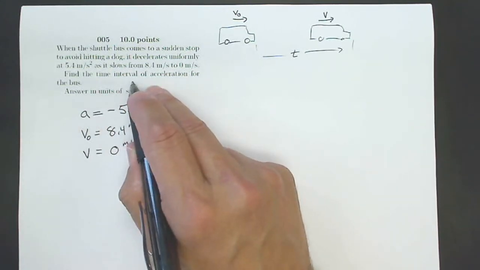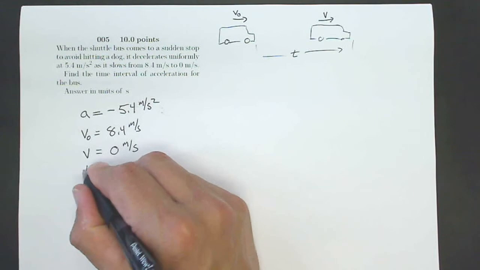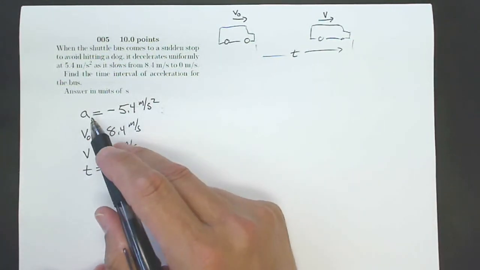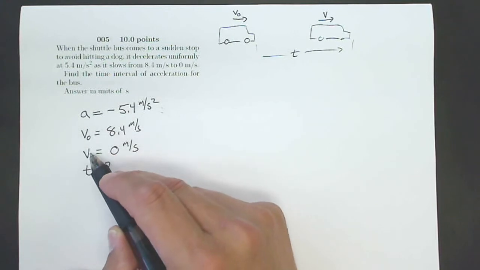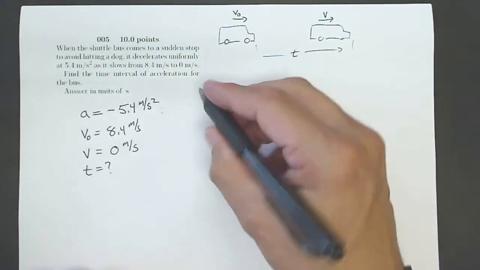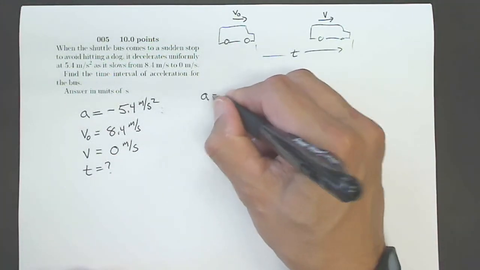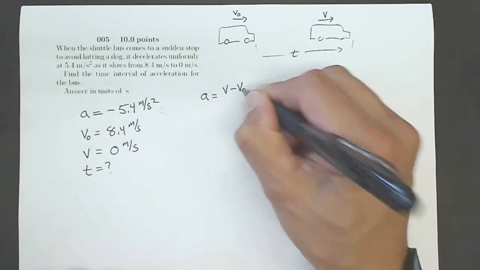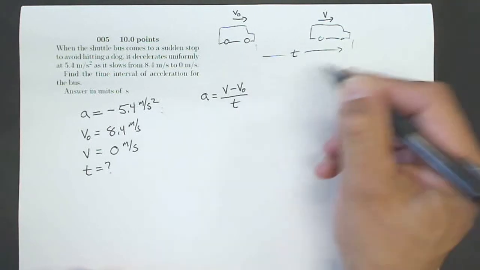Find the time interval of acceleration. So I'm looking for time equals question mark. Do I have a relationship for acceleration, initial velocity, final velocity, and time? Absolutely. I know that my acceleration is going to be my final velocity minus my initial velocity, so that's my change in velocity divided by time.